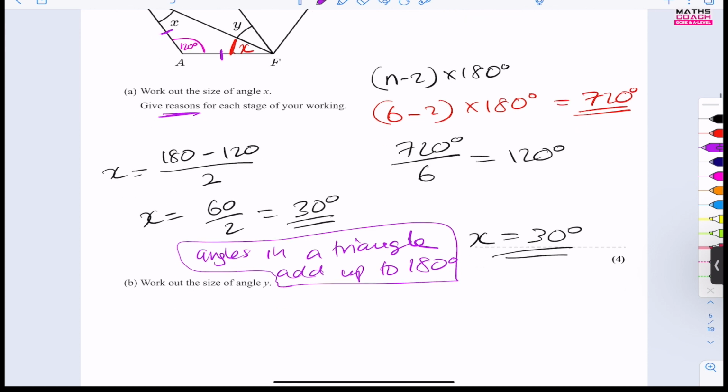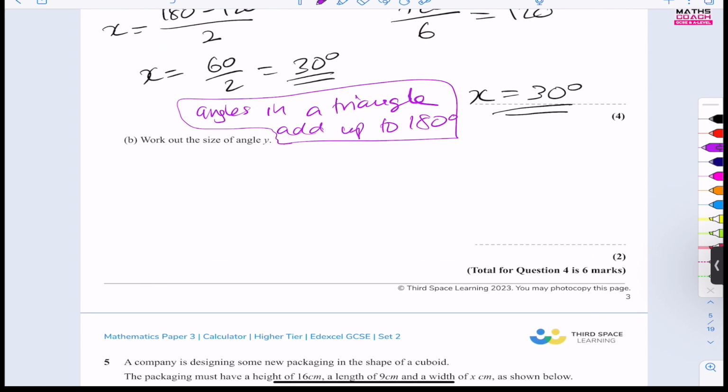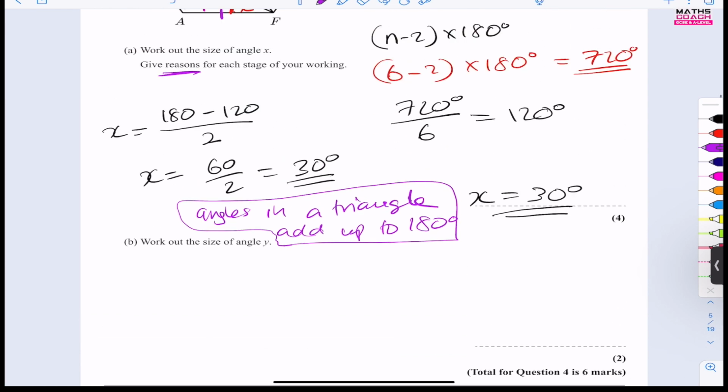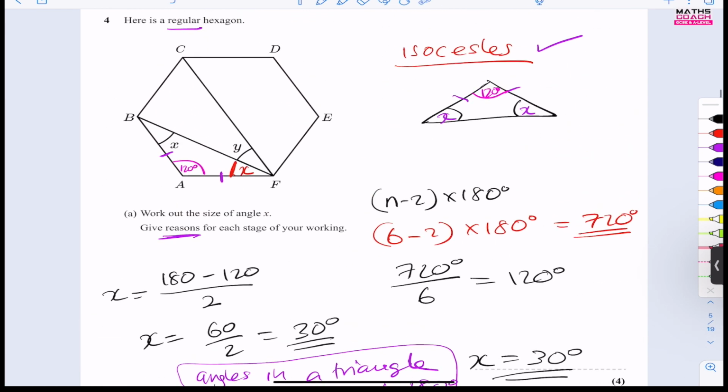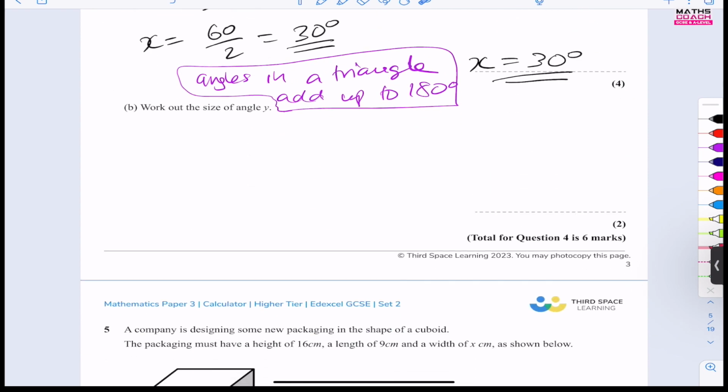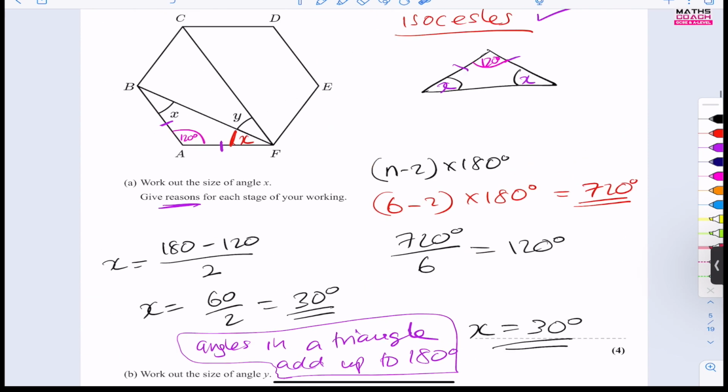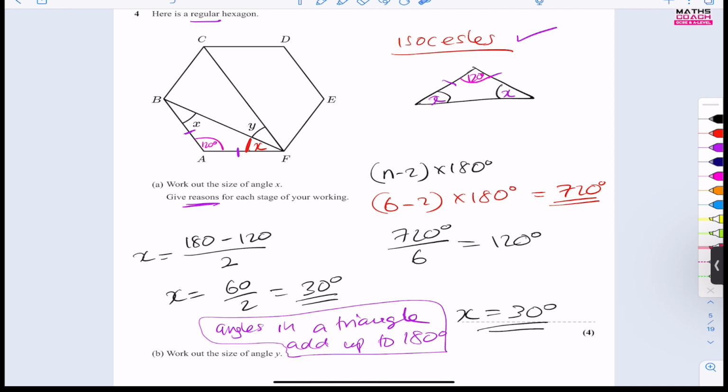Let's go on to part B. It says work out the size of angle Y. So if we look back at the diagram, angle Y is up here. Okay. Now, how many marks is this? 2 marks. Okay, because there are actually a couple of ways that you could do this. So we judge which method and how long they should take by looking at the number of marks that a question has. All right. So let's go for something quite simple. Here we have a line. We have a line right there.